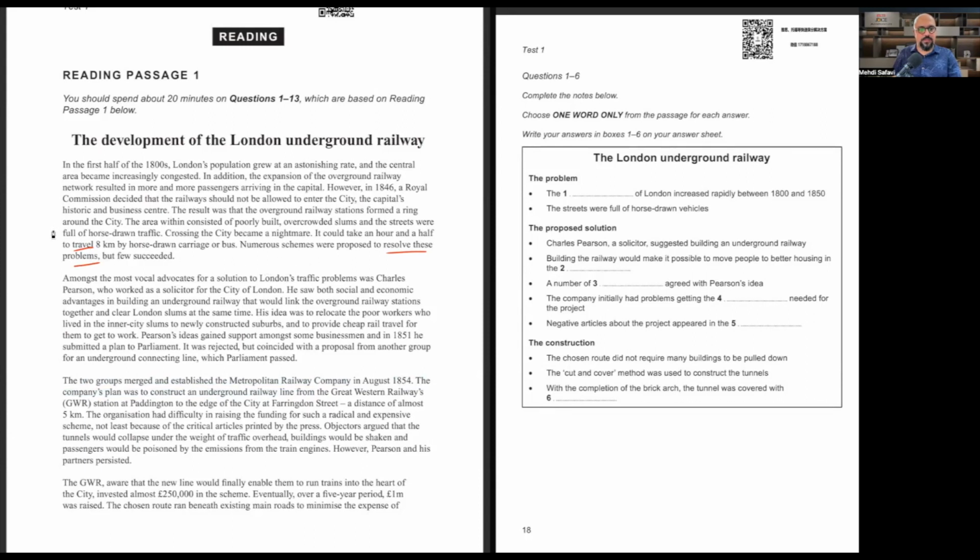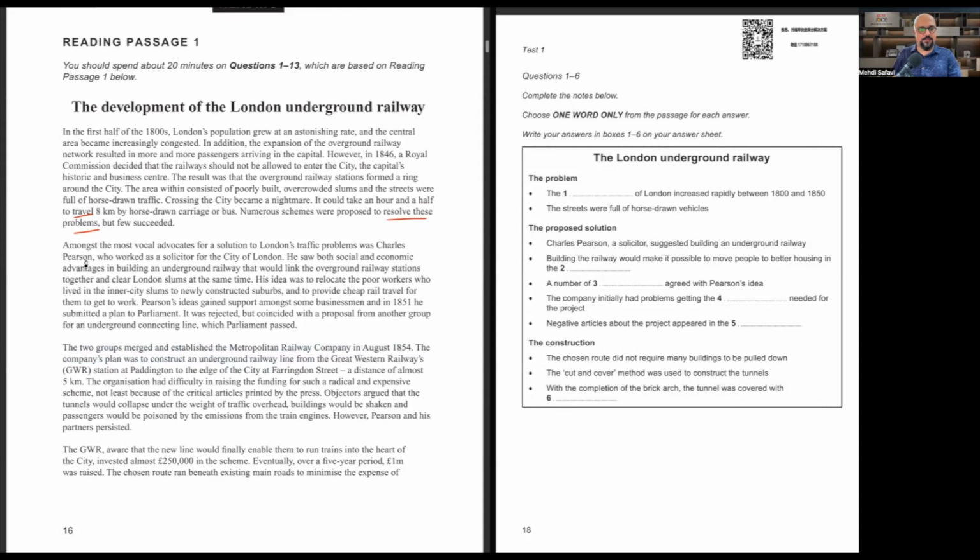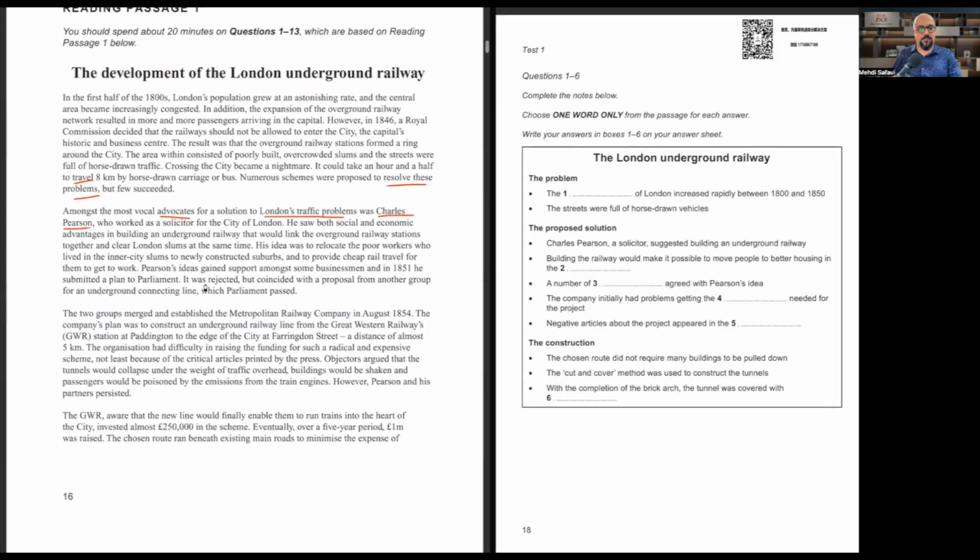So yeah, after the thesis statement, we move on to the body paragraphs. The first body paragraph says, amongst the most vocal advocates for a solution to London's traffic problems. Okay, this makes it clearer. Was Charles Pearson, who worked as a solicitor for the City of London. So it's about this guy who seems to have worked to solve this problem. Okay, that's one of the advocates. And that's enough, really. And we need to move on to the next paragraph.